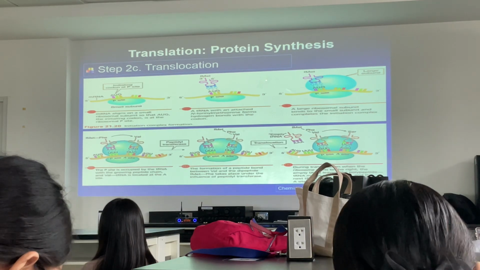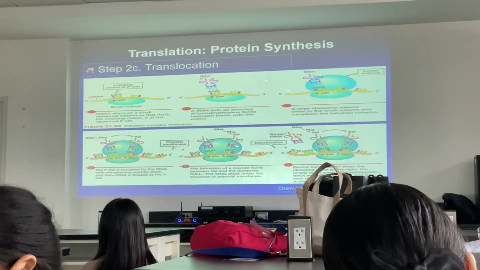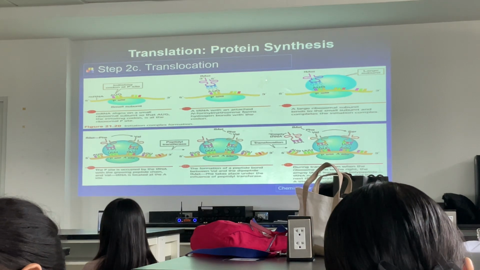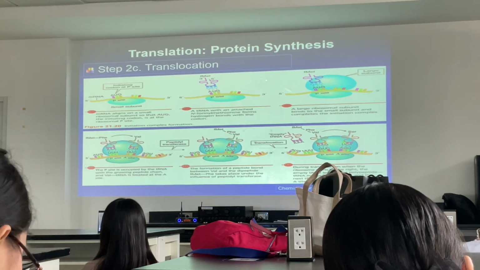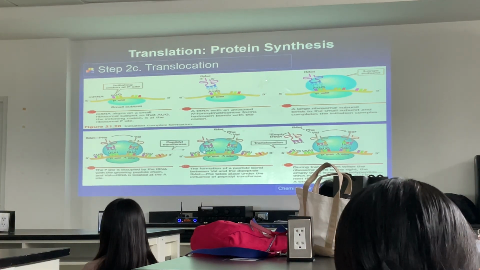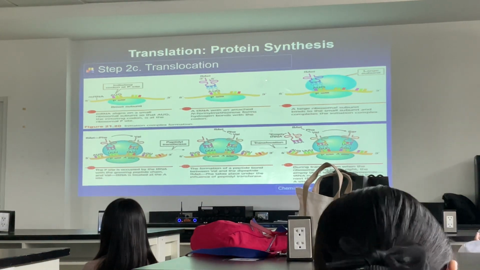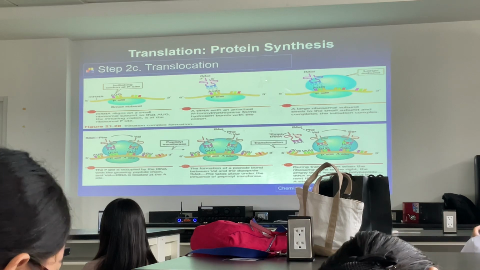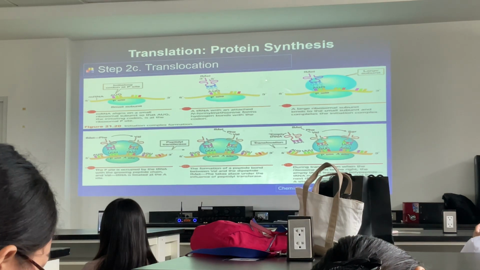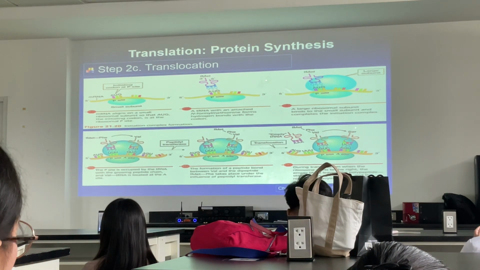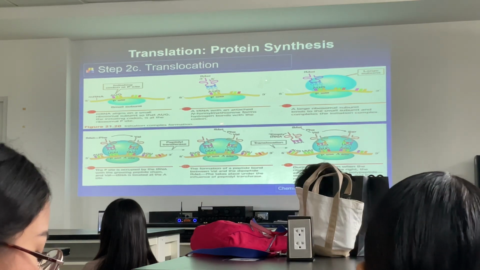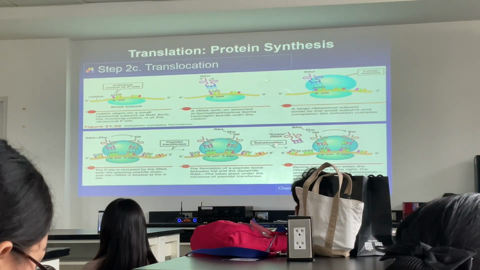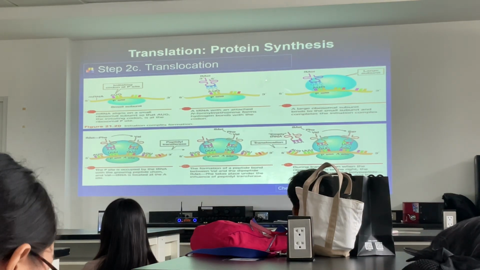This will detach. And then another amino acid. And once this will detach, this will transfer to the P site. This tRNA having 3 amino acids will transfer to the P site, and another tRNA will attach to the A site. So that's the process of how the peptide chain will become elongated.